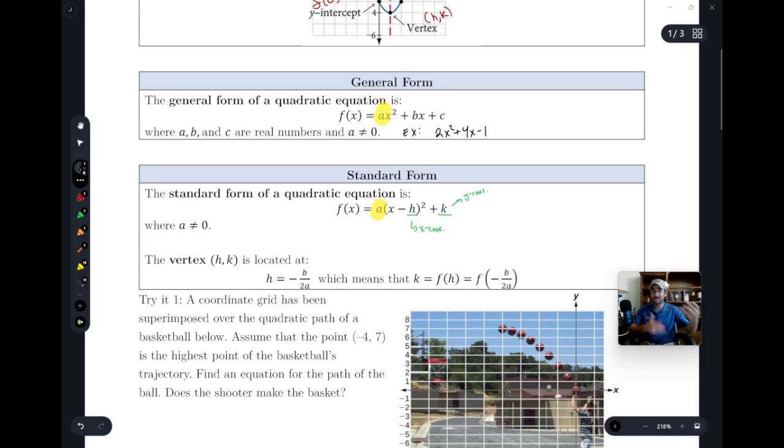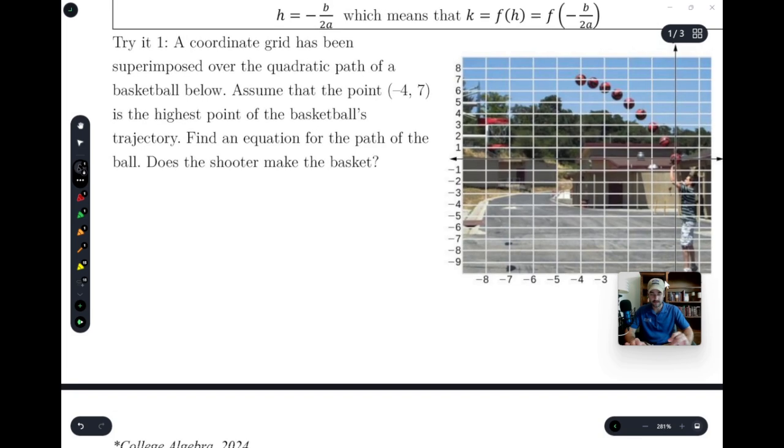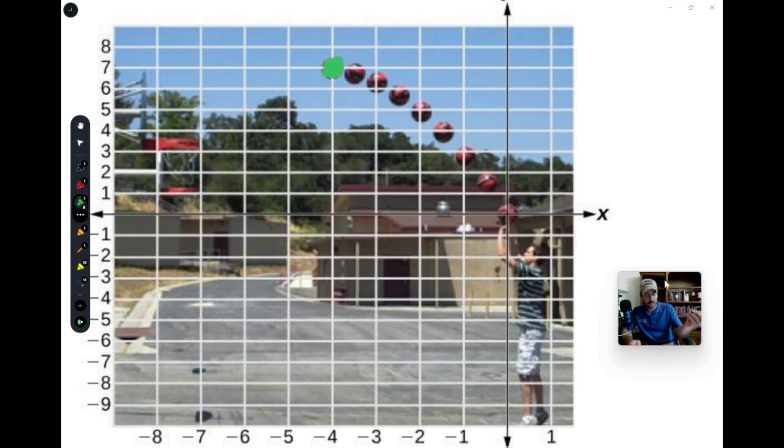All right, so let's use all these properties. I know that was a lot at once to start solving some problems. So here we have a guy shooting a basketball, the classic form of a parabola. We've got ourselves a vertex. I'm going to do a different color. We got ourselves a vertex, it looks like up here. We got ourselves an x-intercept already. That was nice of them.